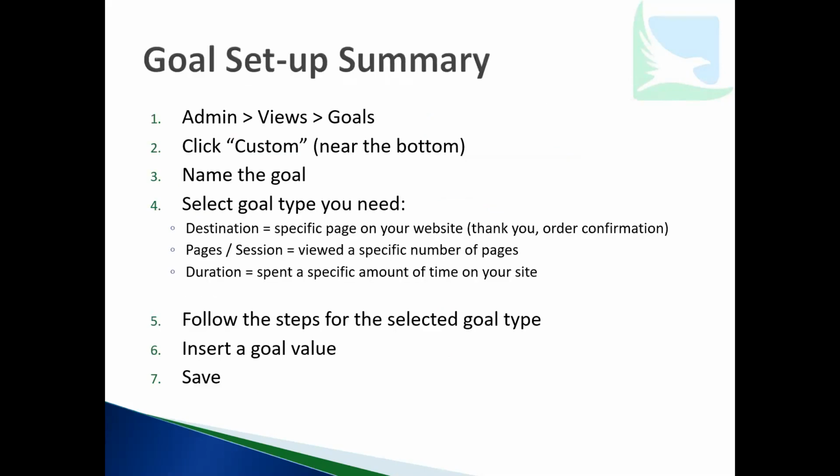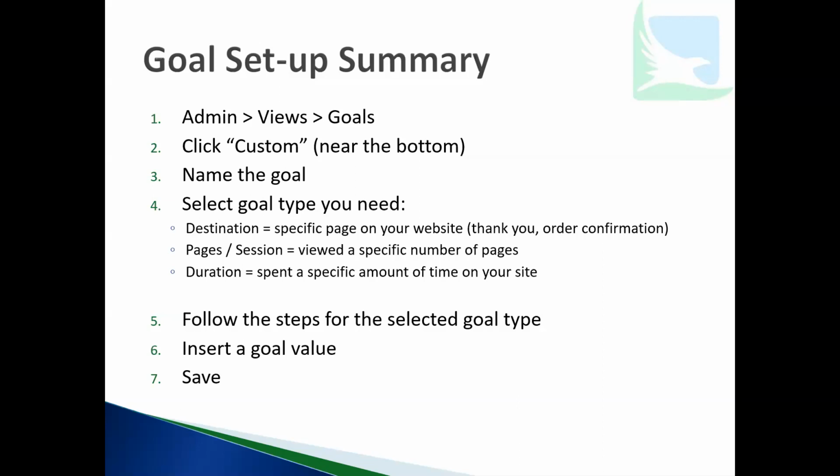So here's the summary of how to set up your goals. You go to the admin, you go to views, and you click on goals. Scroll down towards the bottom and you will see custom. When you click custom, the panel will come up and you'll put a name on the goal, and then you select the goal type. If you click destination, it's going to ask you, what is the destination page? Give me the page name, and you will put it in. It's just a copy and paste.